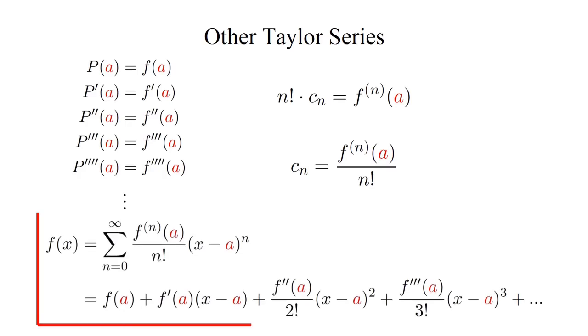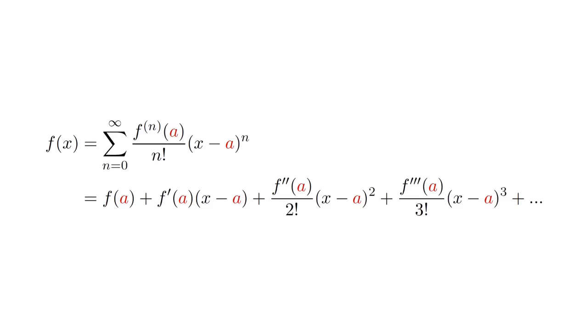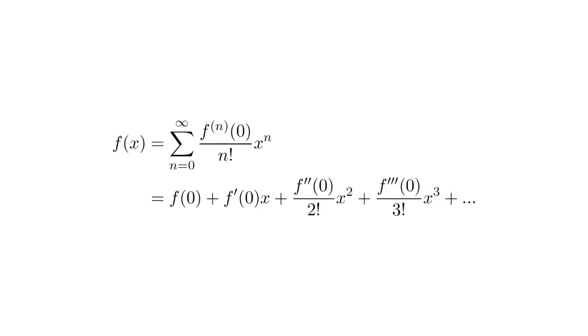the formula for the general Taylor series becomes f of x equals the sum of the nth derivative of f at a over n factorial times the quantity x minus a to the power n, which, when written out, looks like this. We call such a series a Taylor series centered at a, or at x equals a. However, a very common choice for the center point is x equals 0, which makes the formula the simplest. When a Taylor series is centered at x equals 0, the Taylor series is sometimes called a Maclaurin series.